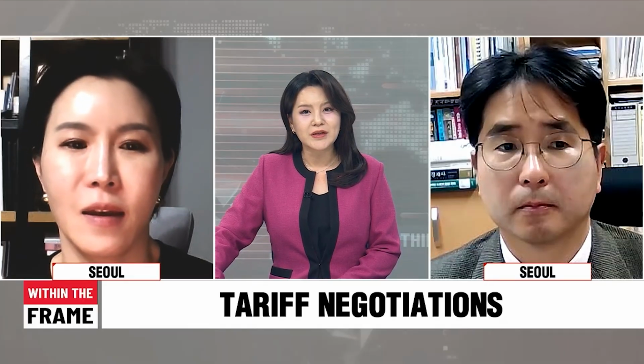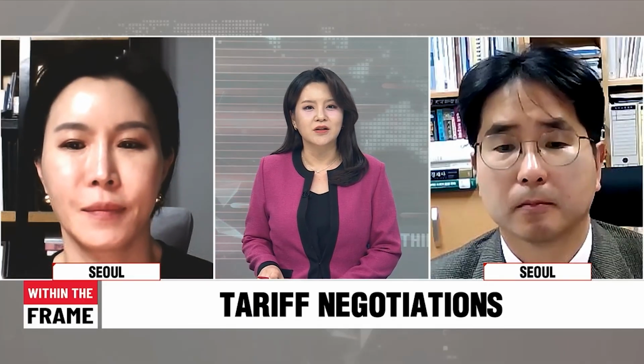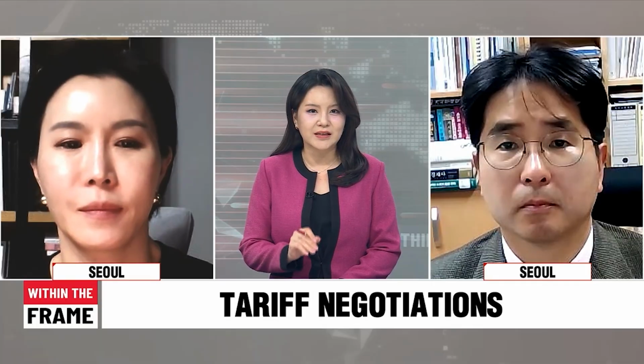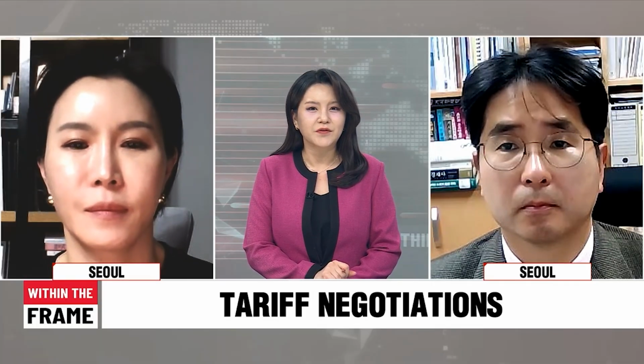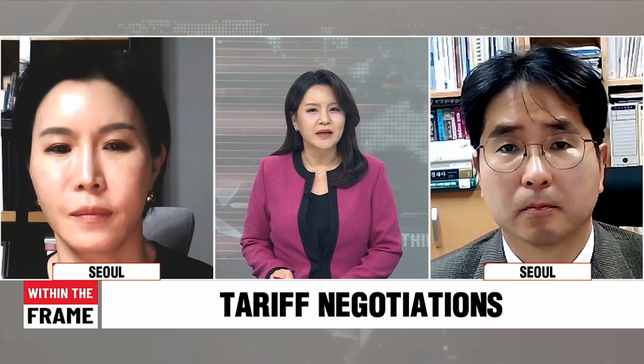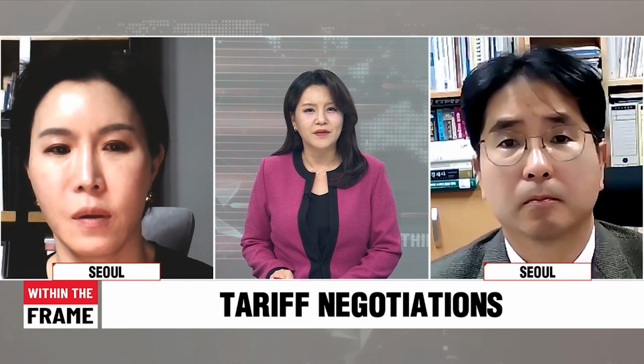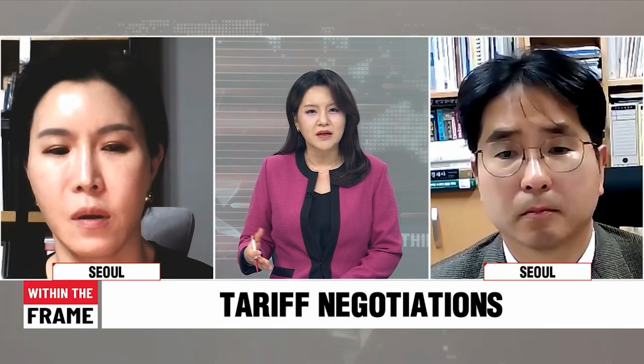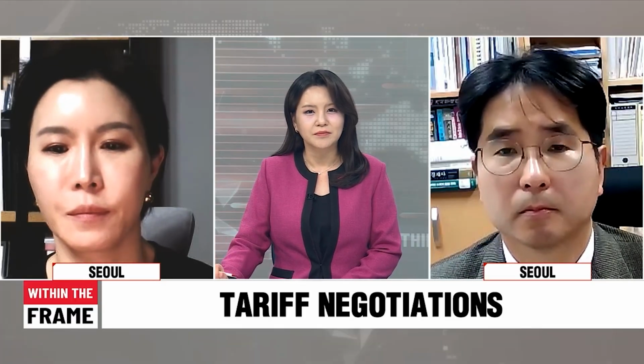So during the recent 2+2 trade consultation, the inclusion of exchange rates as a key issue was kind of unexpected. How significant is this for South Korea's economy, and what kind of impact could this have on the country's currency policy and broader strategies?